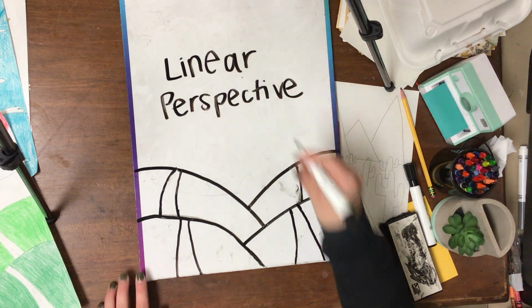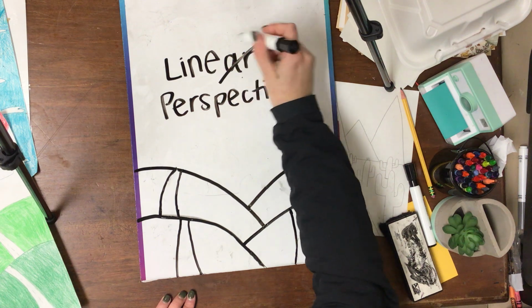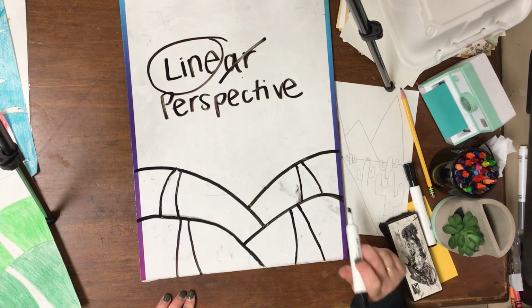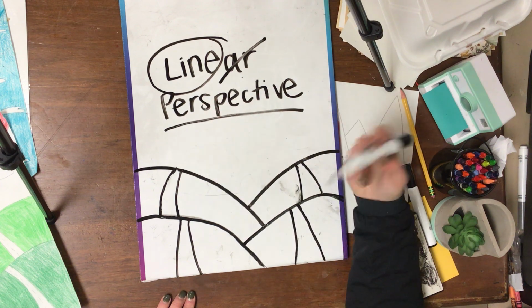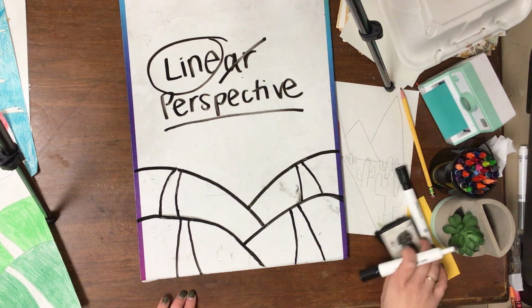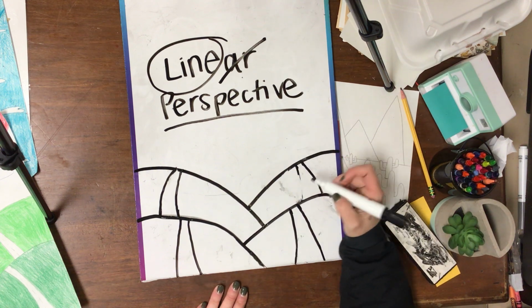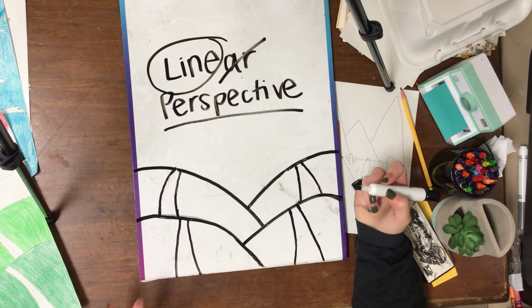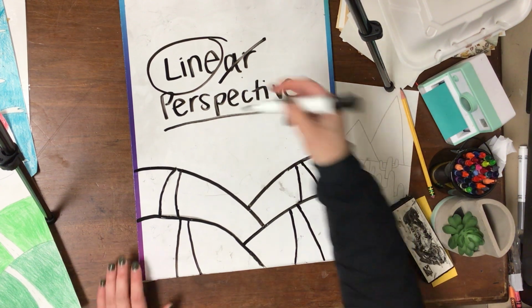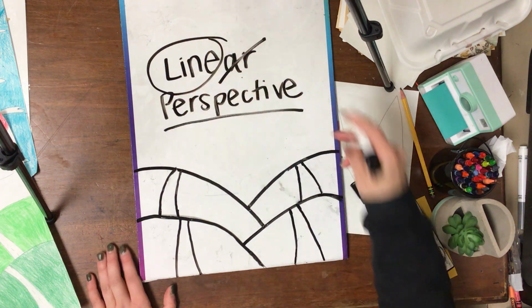Okay, linear, we don't know that word, right? But if I take out the AR, I do know this word, line. And perspective is the way that we see things, the way that we see the world, the way that we see a problem, the way that we see a situation. So when someone says, tell me about what happened from your perspective, that means your point of view, right? So when we put this together, this means lines and the way we see them, okay?